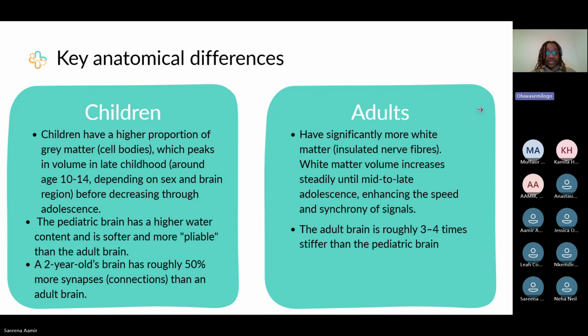The pediatric brain has a higher water content and it is softer and more pliable, or flexible, than the adult brain, and a 2-year-old's brain has roughly 50% more synapses, which are connections between nerve cells, than an adult brain. Adults have significantly more white matter, and the white matter volume increases steadily until mid to late adolescence, and it enhances the speed and synchrony of signals. The adult brain is roughly 3 to 4 times stiffer than the pediatric brain.